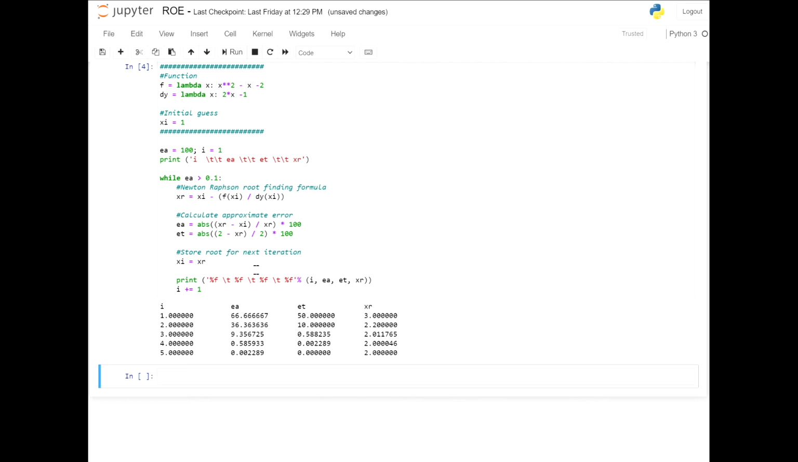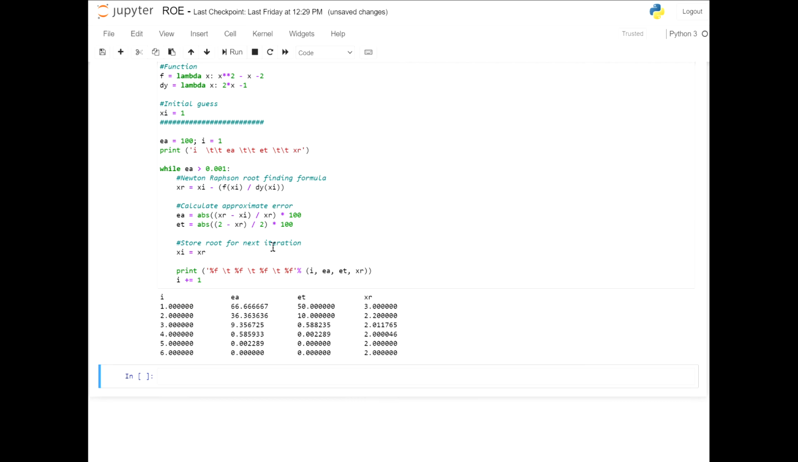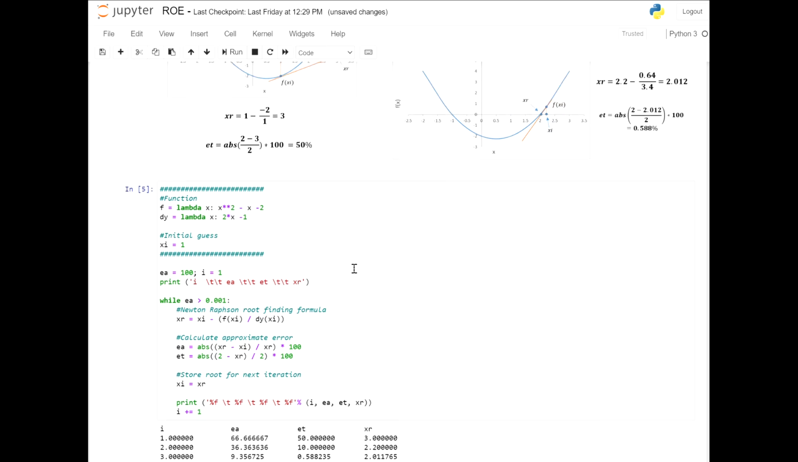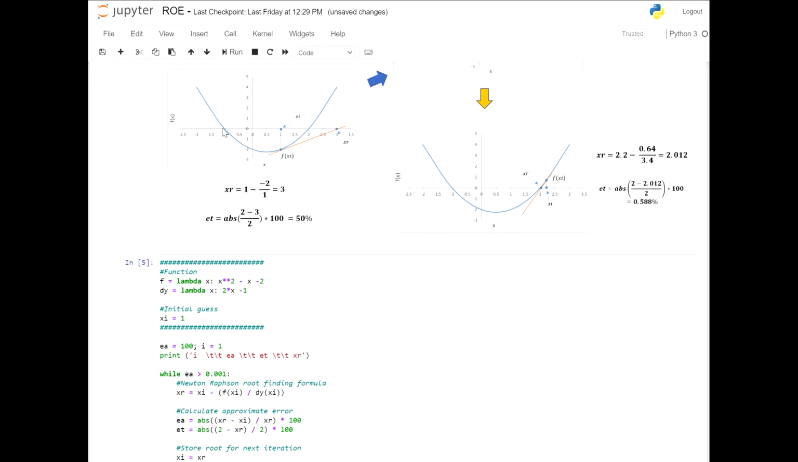I'm not going to go to 0.01 because we're already below 0.01. So let's actually go to 0.001, which is probably going to go to 6. So 6 different applications. Now we're at 0 approximate error, 0 true error, and we're at the exact answer of 2. So let's actually find the next one, which is basically -1.